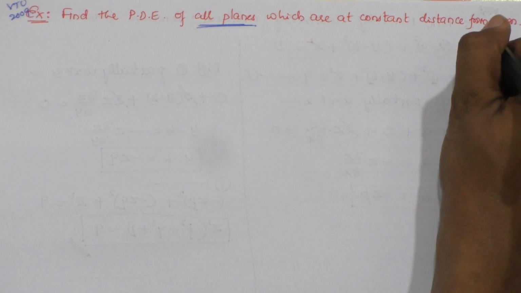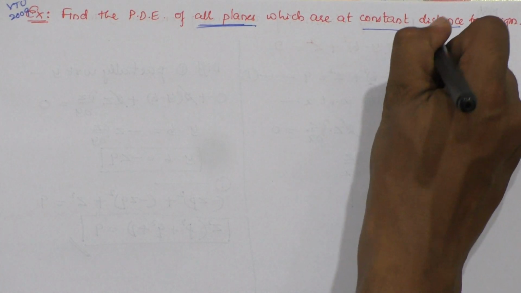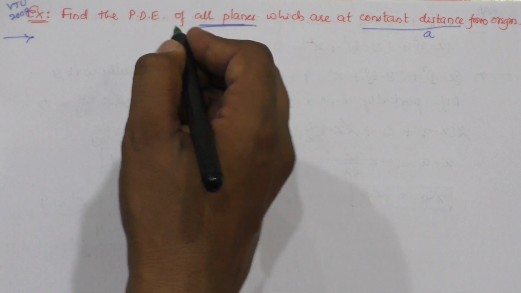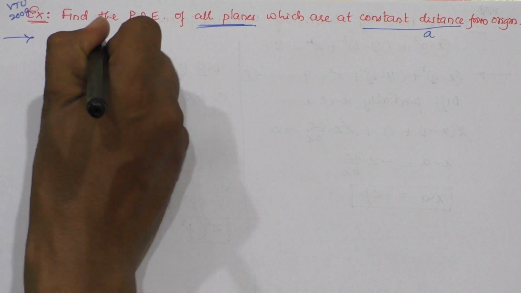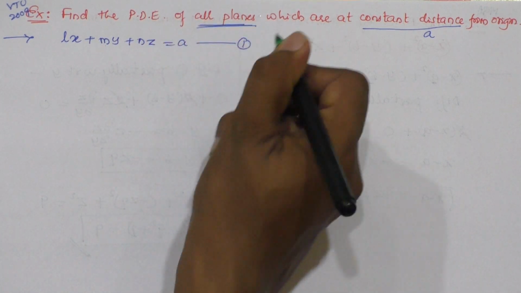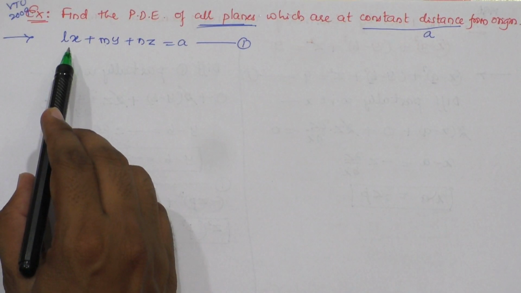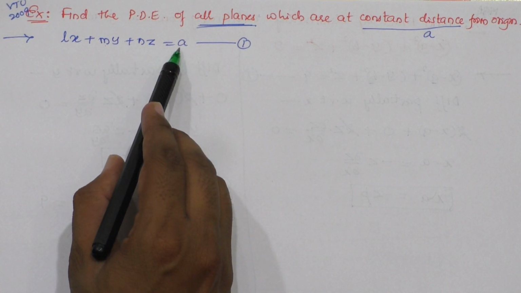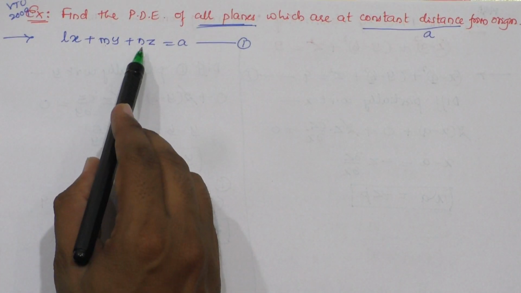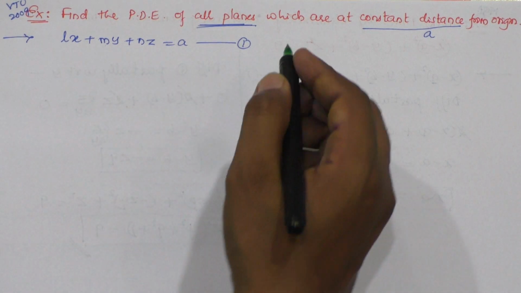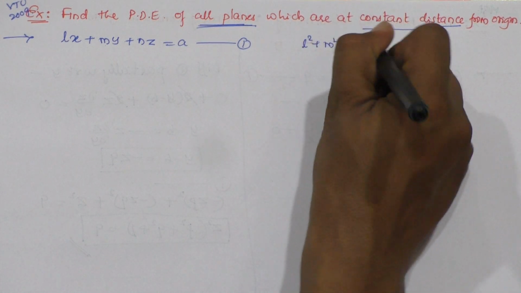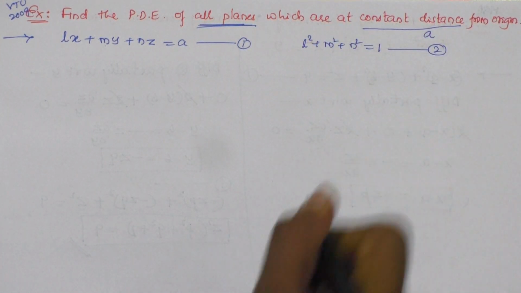So at a constant distance from the origin, take that constant distance as some a. If that is the constant distance, then the equation of all planes will be Lx plus My plus Nz equal to a. So this is the equation of planes which are at a constant distance from the origin. That constant distance is a, where L, M, N are the directional cosines. So L square plus M square plus N square equal to 1. Take that as equation number 2.